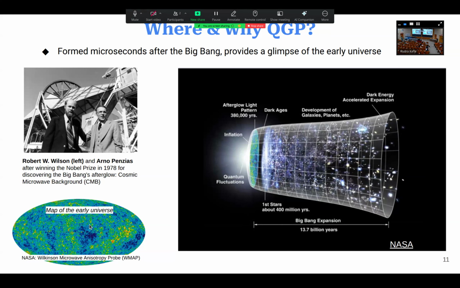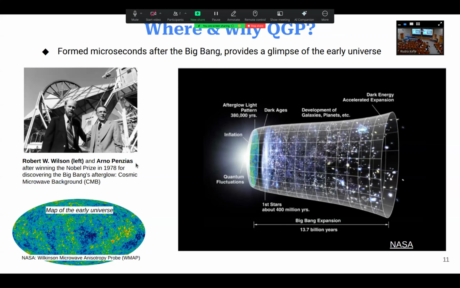Before this phase, the universe was completely opaque. Why? Because light could not propagate freely. So in order to detect this matter in the universe, you have to be able to detect the light coming from that phase, right? That place. So this cosmic microwave background is the oldest light we can see, right? And that was discovered by these two gentlemen at Bell Lab who received the Nobel Prize.